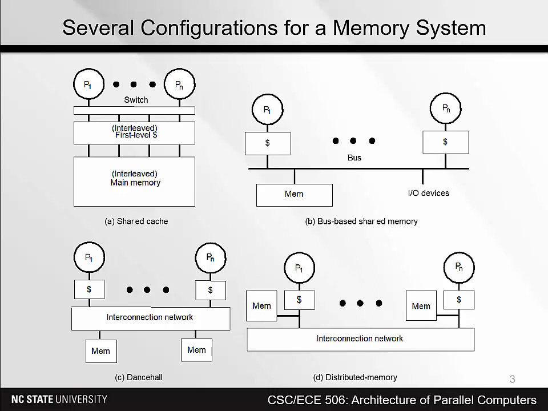Then there is a dance hall arrangement where you have an interconnection network between the processors and the memories. This is no longer popular because all of the memory is uniformly far away. The last is a distributed memory, which is a popular way to build larger size systems.